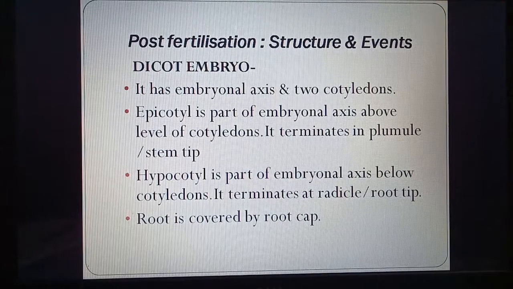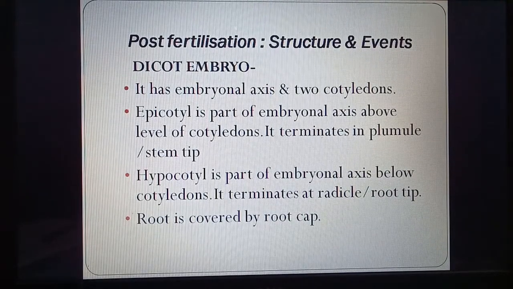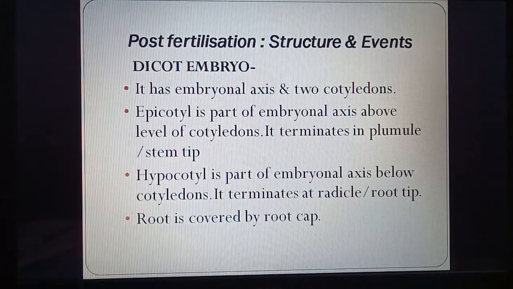Here we can see a dicot embryo. It has two main parts, the embryonal axis and two cotyledons. The part of the embryonal axis above the cotyledons is called epicotyl, and the tip is called plumule or stem tip. It will form the future shoot or stem. The part of the axis below the cotyledons is called hypocotyl, and it terminates in the radicle or root tip. The root is covered by a root cap. So the embryonal axis has two parts: the upper axis is called epicotyl and the lower axis is called hypocotyl.